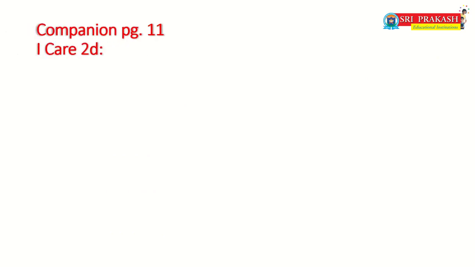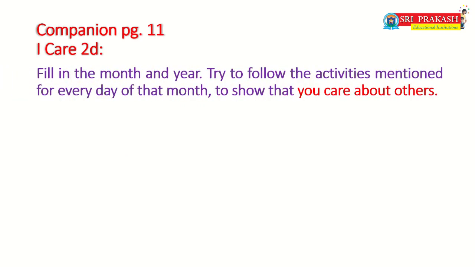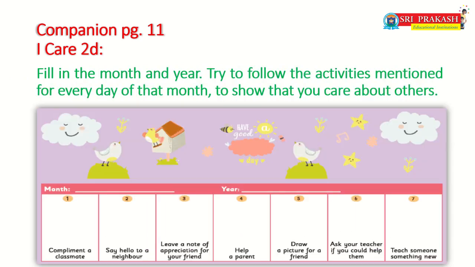After the project time, you can see the I Care activity. This activity encourages you to care for others. Fill in the month and year. Try to follow the activities mentioned for every day of that month to show that you care about others. This calendar has days from 1 to 30. Try to follow these activities and give yourself a score.